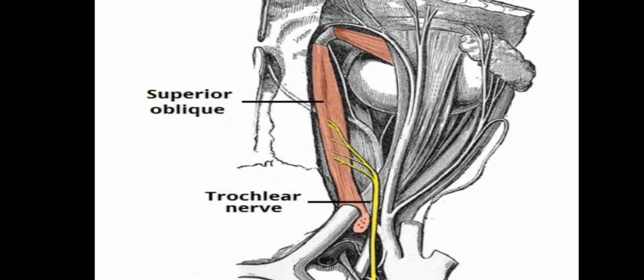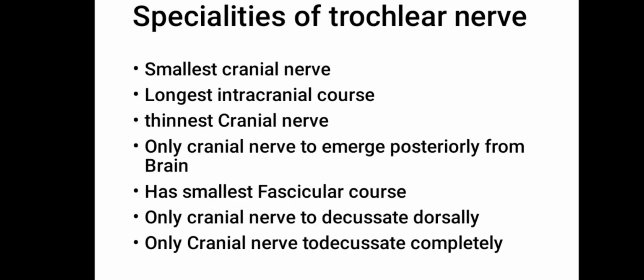Next, moving on to the intraorbital part. So as I told, the nerve will enter through the superior orbital fissure above the annulus of Zinn and then it will supply the superior oblique muscle. And we have so many specialities about the trochlear nerve. So this can be asked in your viva or in your MCQs for your entrance exams.